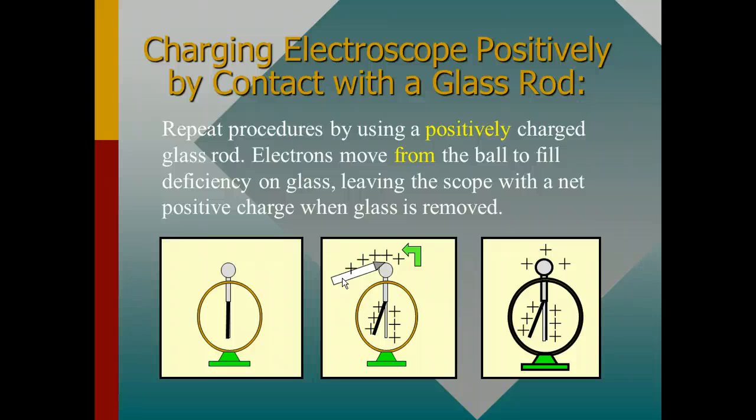So you should be really seeing here that, again, we are having only electrons move. Just the electrons are moving. The protons are not moving. The protons are much more massive. They're much harder to move. The electrons are what's moving.